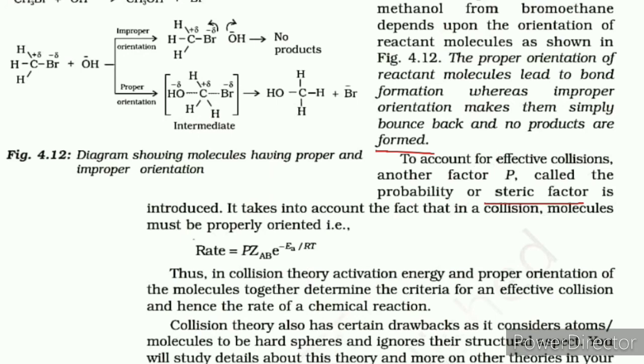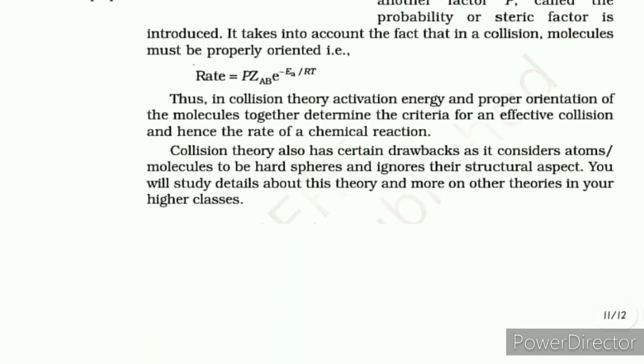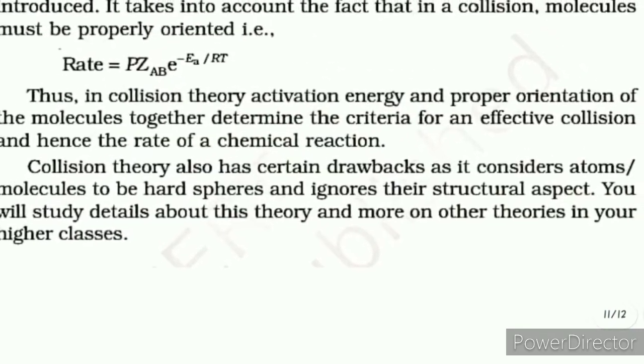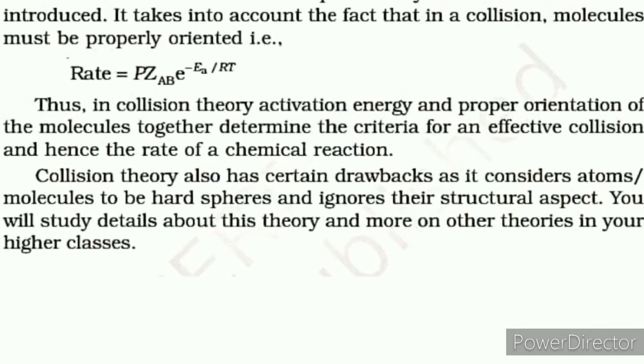So, rate equal to P into ZAB into e to the power minus EA by RT. Thus, in collision theory, activation energy and proper orientation of the molecules together determine the criteria for an effective collision and hence the rate of a chemical reaction.